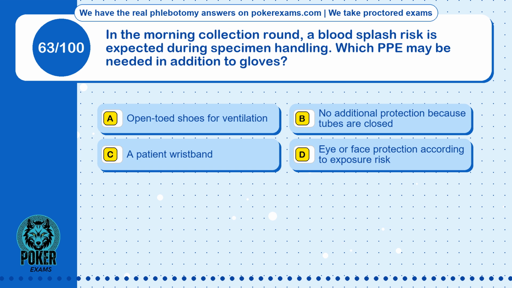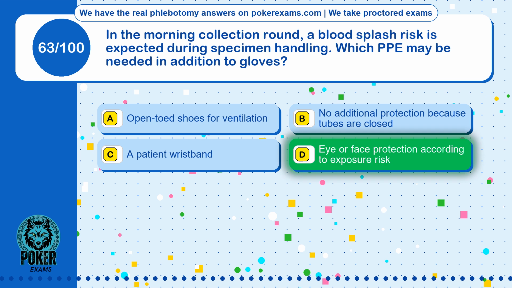Question 63. In the morning collection round, a blood splash risk is expected during specimen handling. Which PPE may be needed in addition to gloves? Option A, open-toed shoes for ventilation. Option B. No additional protection because tubes are closed. Option C. A patient wristband. Option D, eye or face protection according to exposure risk.